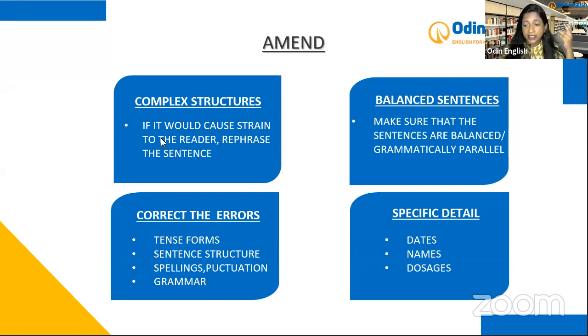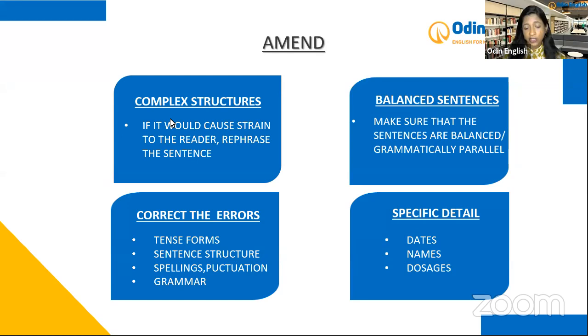So one thing is about complex structures. In the assessment criteria called language, it says that if you use complex structures and it's not written in a proper way, and the reader finds it difficult to understand, or if you write a very lengthy sentence and you yourself find it difficult to understand, then it is better to rewrite that sentence.